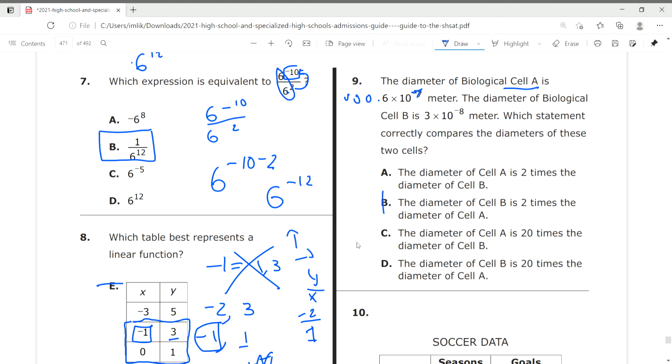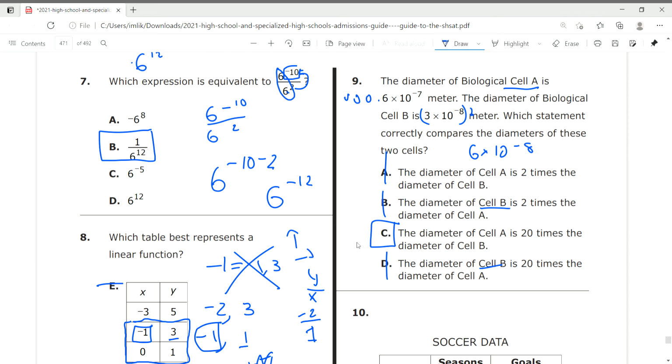So we can eliminate B and D because they say that cell B is 2 times greater, or 20 times greater. Now, it's saying the diameter of cell A is 2 times the diameter of cell B. If that was the case, then we're just multiplying this by 2, which means that cell A would be 6 times 10 to the power of -8. No, it's times 10 to the power of -7, so that's wrong. We're left with C, 20 times.